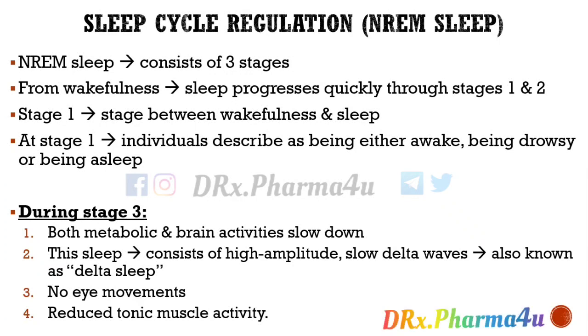Stage 3 is very important. So in this stage, what happens? Both the metabolic and brain activities slow down. This sleep actually consists of high amplitude, slow delta waves, so it is also known as delta sleep.